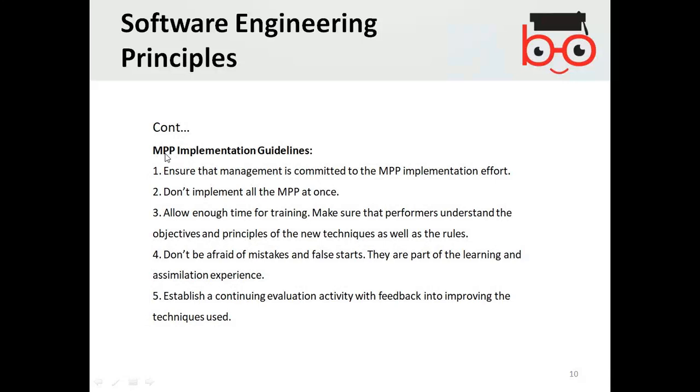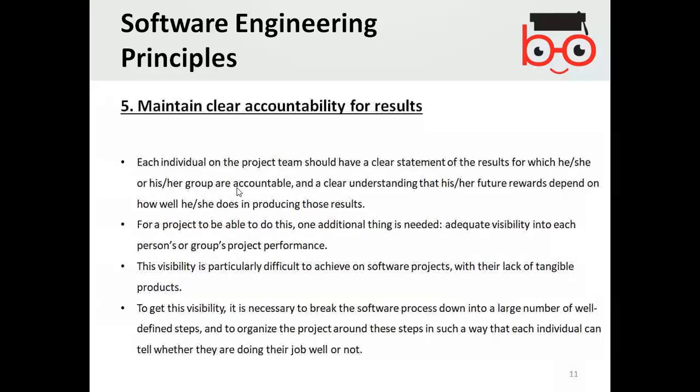Now, the modern programming practices implementation guidelines are to ensure that the management is committed to the modern programming practices. So this is all about modern programming practices. You need to ensure that you are using modern languages instead of the old languages, so that the manageability of software development has an advantage from using those approaches.